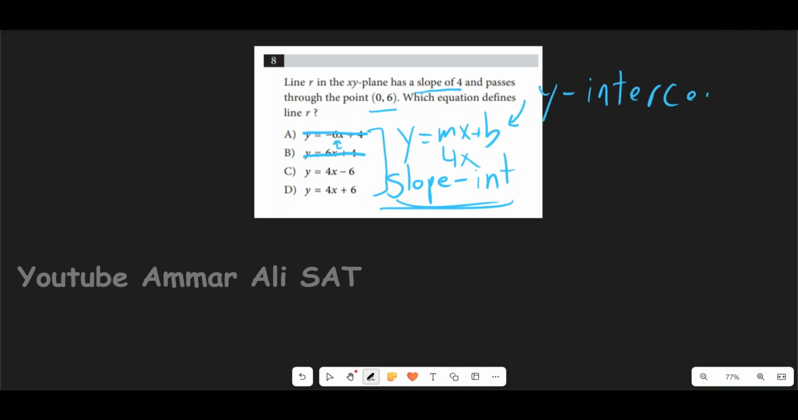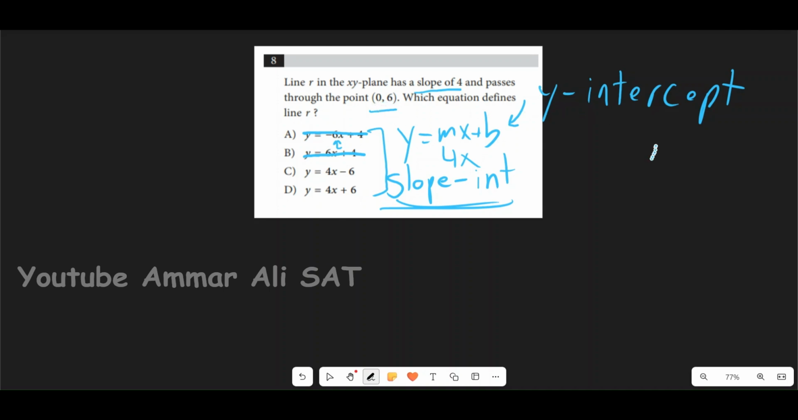So again, this is just slope-intercept form, very basic algebra. Don't feel discouraged if you don't remember it, because now you know. And we have a point here, and we know this point is the y-intercept. How? Because the x value is 0 and the y value is populated.